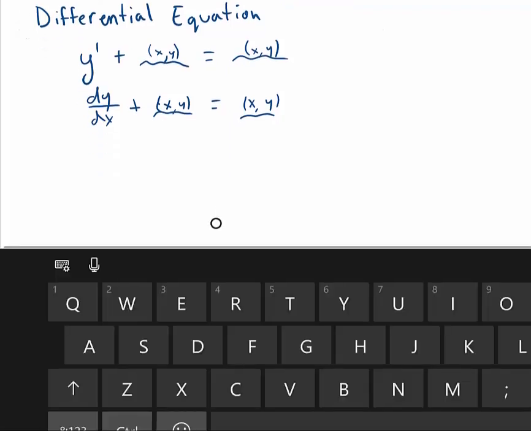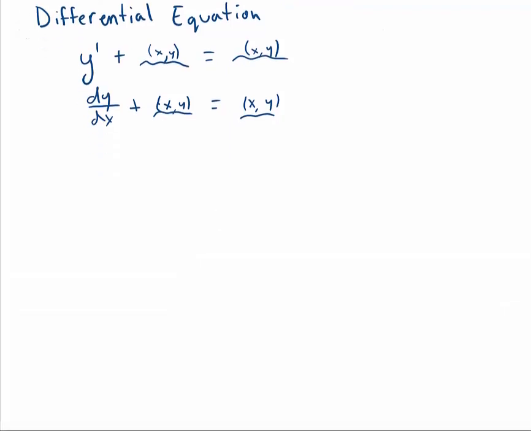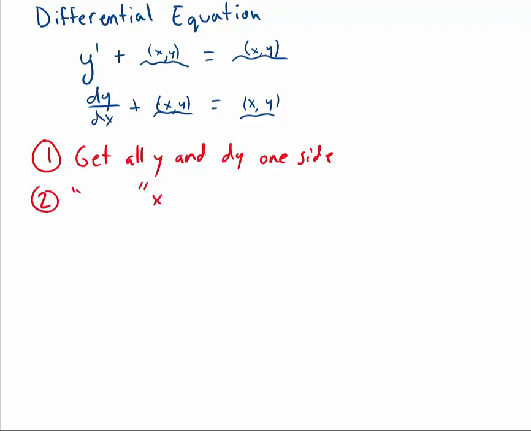So separable differential equations are going to be anything with a y prime or a dy dx in it, in which case we're solving to get back to the original equation, which is y. So really the steps here would be, if we see something with a dy dx and we're trying to solve for y, the first step is to get all the y and dy on one side, and then we're going to get the x and dx on the other side.